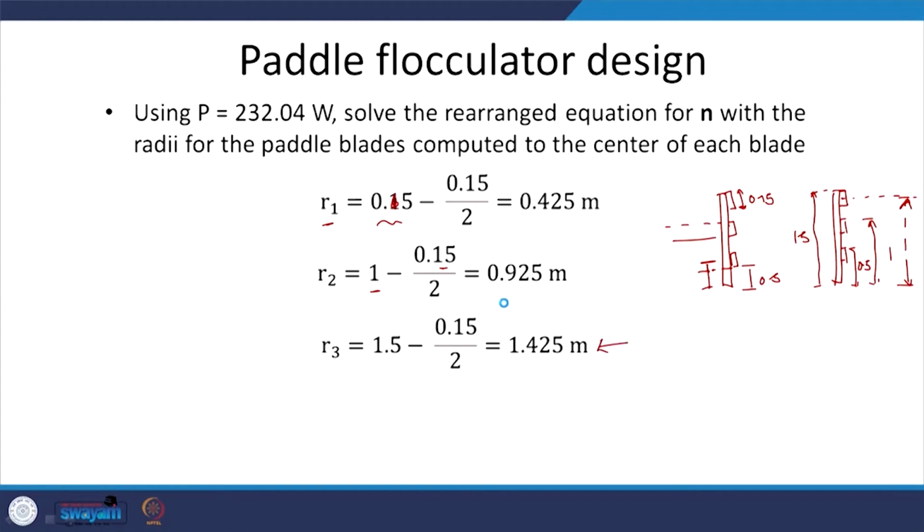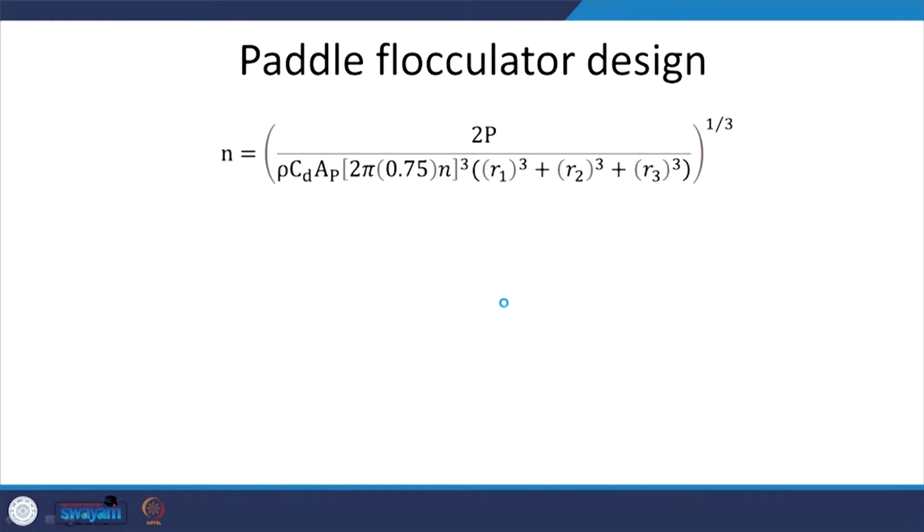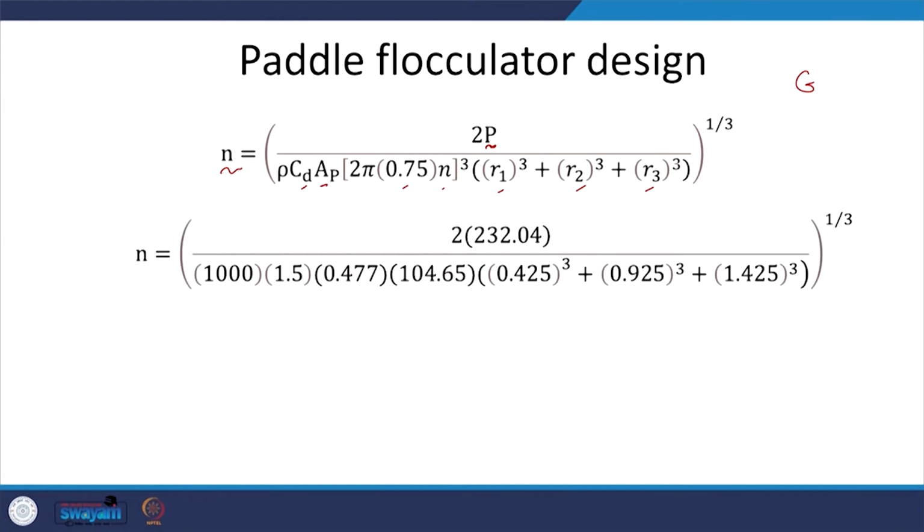So this is the radius we are looking at, and from that I'll get the n, or the rotational speed that I have to maintain, right. Power, we calculated that from the G that we required. Area of the paddle from the length and width, coefficient of drag given, and then k 0.7, and rotational speed; we calculated r1, r2, r3. So from that you solve for n, and it comes out to be 7 revolutions per minute, right.